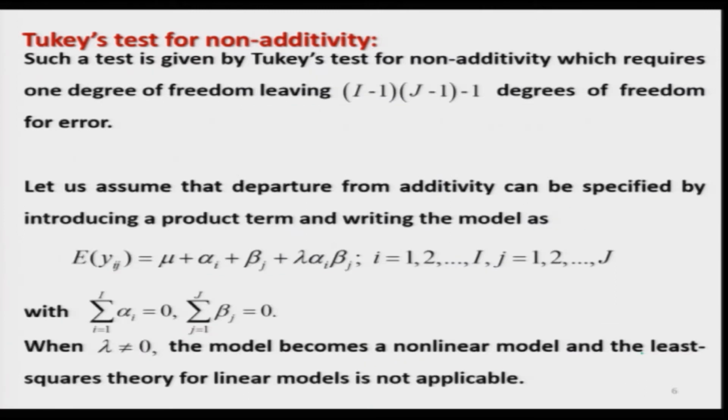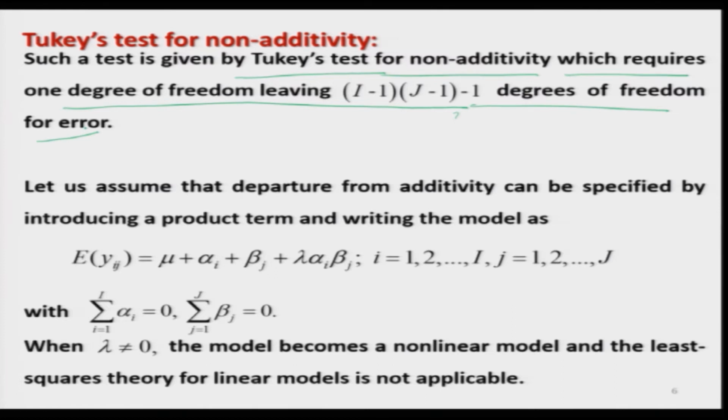And now the question is how to obtain such a test. Such a test is given by Tukey's test, called Tukey's test for non-additivity, and this test requires 1 degree of freedom, leaving I minus 1 into J minus 1 degrees of freedom for random error. Now let us try to understand how we can develop this test, and you have to be very careful about the symbols and notations, and please try to follow what I am trying to say. If you have any confusion, then concentrate once again, and I am sure that you can understand it very easily.